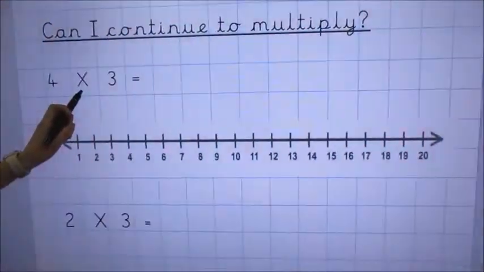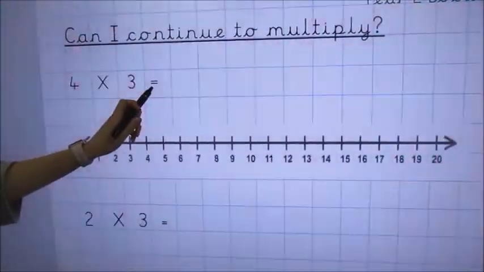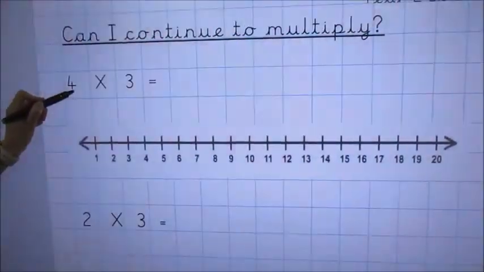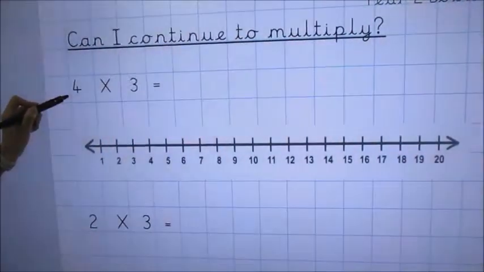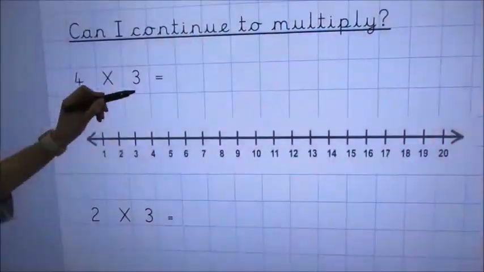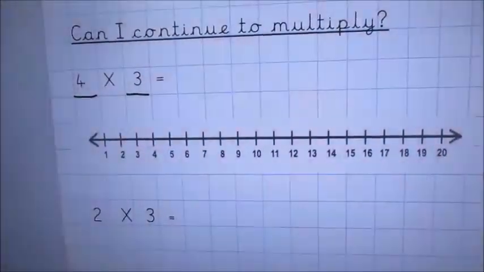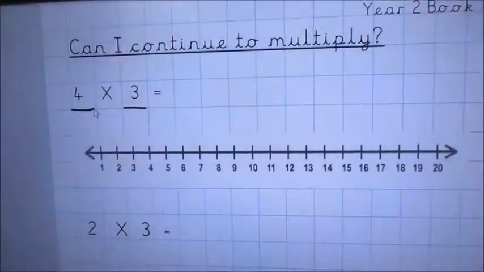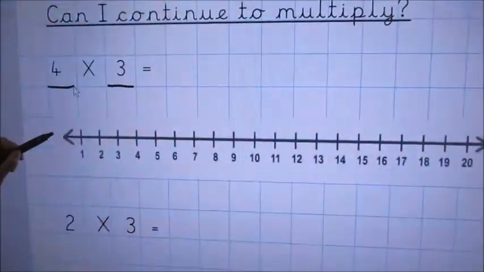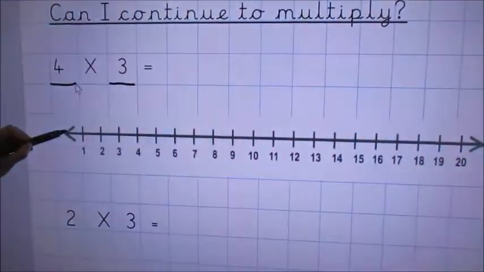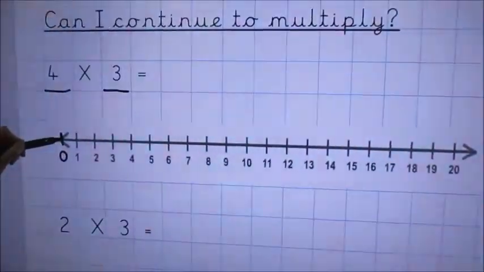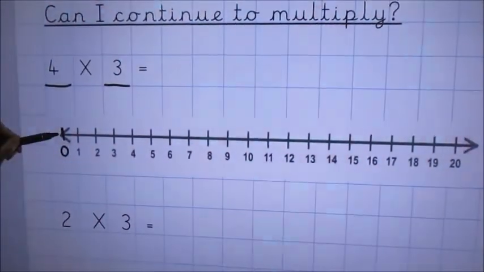4 times 3 equals. So I need to make 4 jumps, okay? But how many do I need to jump each time? So I need to make 4 jumps, and in each jump I need 3 numbers. Okay, so I'm going to count on 3 each time, but I've got to do that 4 times. So let's do the first one together. So remember, we start at 0. So we'll draw an arrow for 0. So 0. Now remember, this is my first jump, and I've got to jump 3.